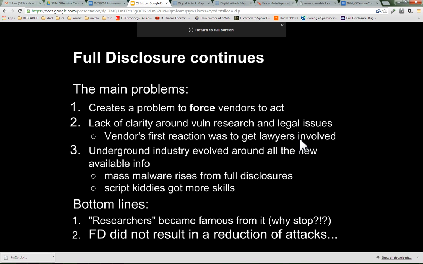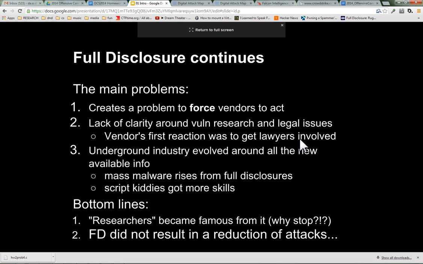And so the main problems with full disclosure is they created a problem to force vendors to act. There's a lack of clarity about vulnerability research and the general legal issues involved and whether or not these people should be sued or could be sued. And often the vendor's first reaction was to get the lawyers involved. The underground industry evolved and somewhat thrived around all this new information that's being told to everyone. And the bottom line is that a lot of researchers became famous from it. Look at me, I'm so elite. I hacked all the things, and this is how.